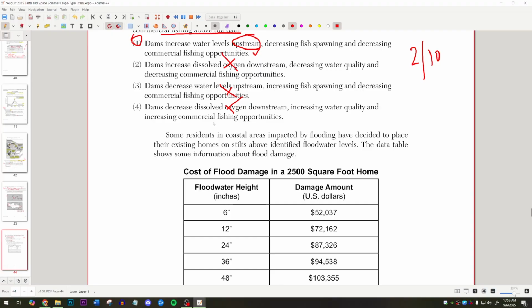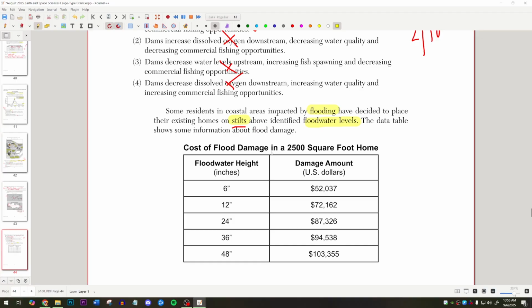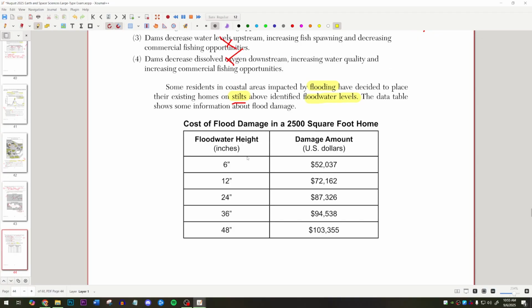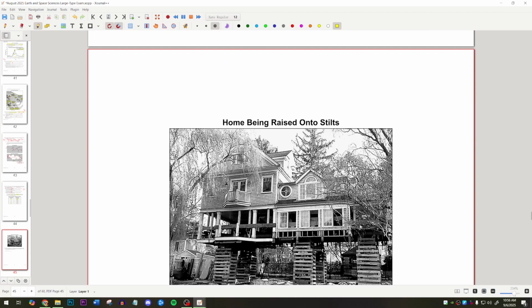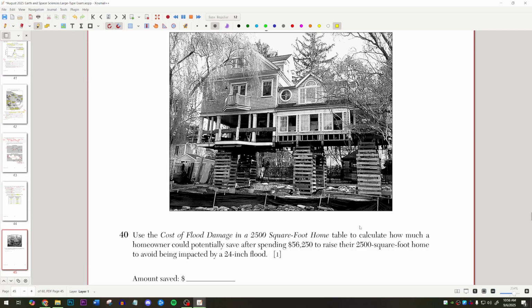Okay. Some residents in coastal areas impacted by flooding have decided to place their existing home on stilts. So flooding, we got the stilts, above flood water levels. The data table shows some information about flood damage. So, okay, 6 inches of flood is that much damage, and 48 is that much damage. They're going to ask me to do some math. Okay, we got a home on stilts.